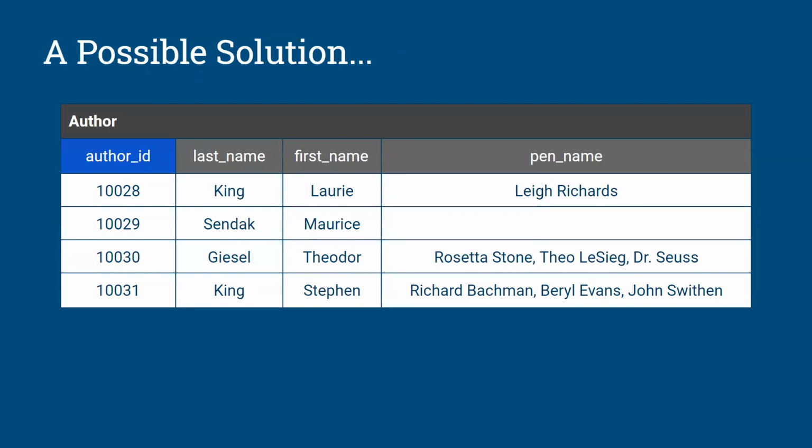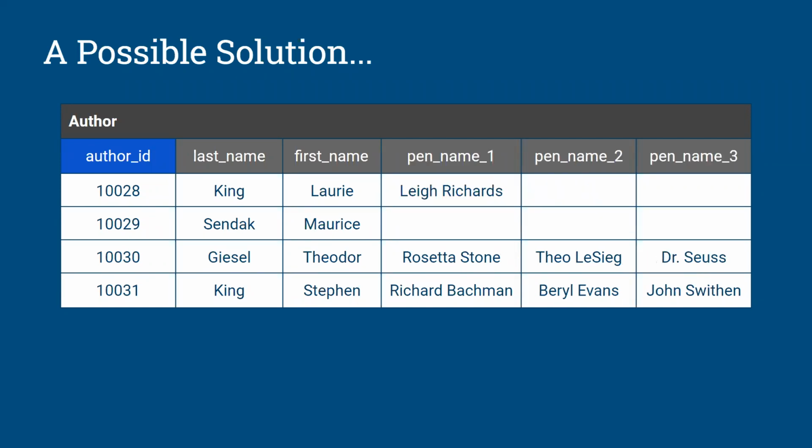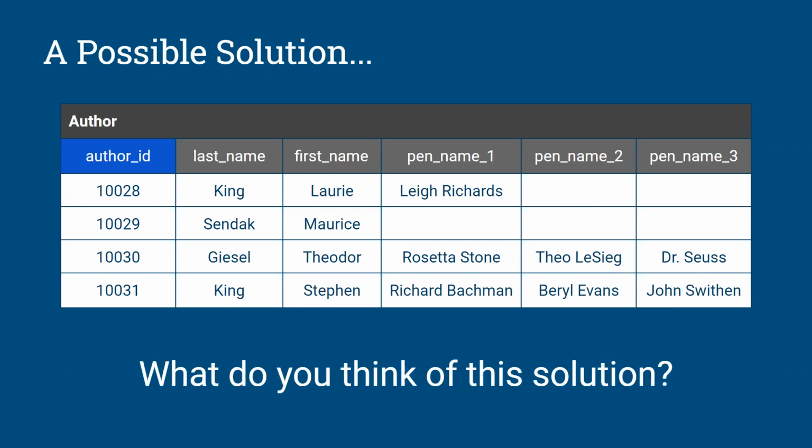I'm going to take that pen name and split it up into multiple columns. Pen name 1, pen name 2, pen name 3. You're shaking your heads. Oh, don't do that. First question I want to ask now is, is this table in first normal form? Yes, this table is in first normal form. There are no multi-valued attributes. All of the attributes are atomic.